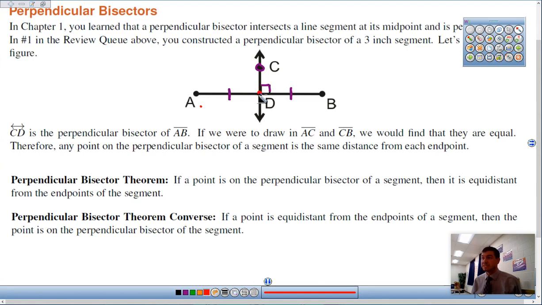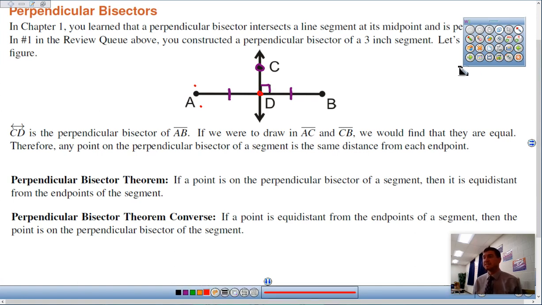Likewise, point D is also on the perpendicular bisector, and we already know that because D is the midpoint as well, that it's the same distance from A as it is to B. But any point on this perpendicular bisector, let's say I was here and I called it point E, E would be the same distance from A as it is from B.